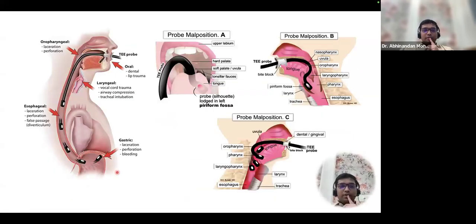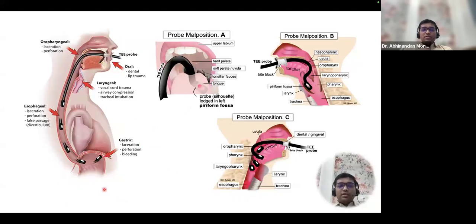While putting the TE probe, we have to be very cautious about where we are putting it. It will be put in the esophagus. So there are multiple areas where we can cause trauma to the patient: the oropharyngeal, oral, laryngeal, and esophageal and gastric levels. We have to be very cautious while pushing through an anesthetized patient, where the patient will not tell you anything about whether they are having any pain.